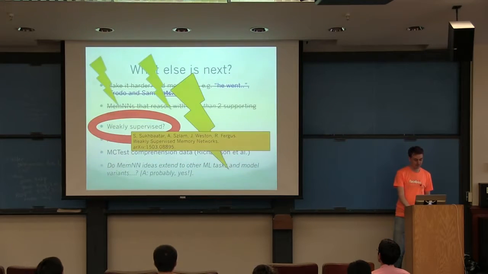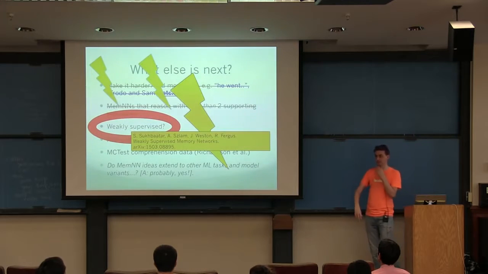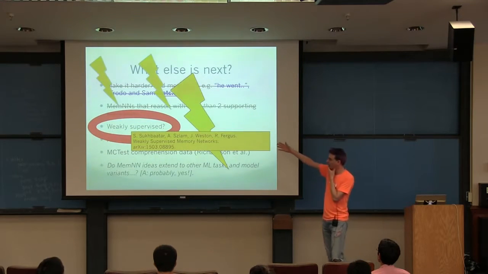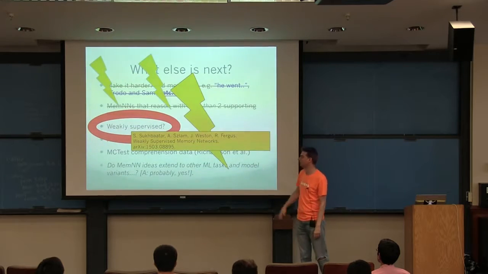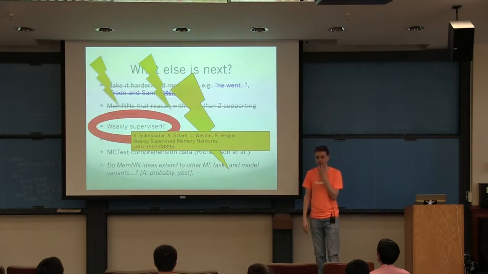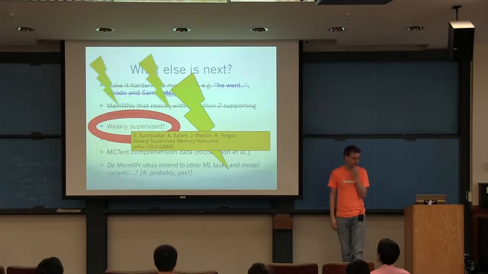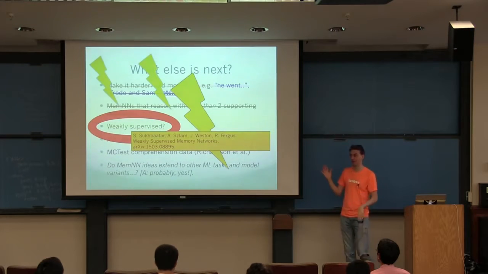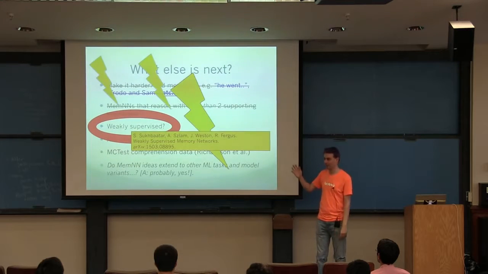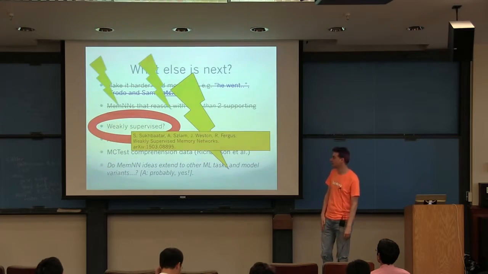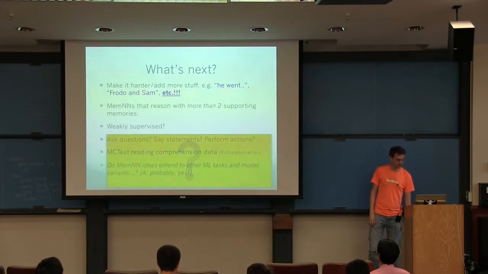And then the other thing that you asked over there is to get rid of the supervision of supporting facts, so to do that weakly supervised. We have another paper on arXiv that does that. But the model looks pretty much exactly the same. It's just, yeah, swap max for softmax and backpropagate through. That's basically it. And then there's lots of stuff we haven't done yet.